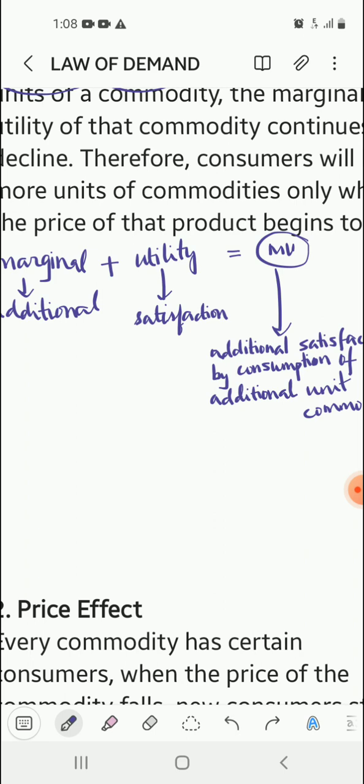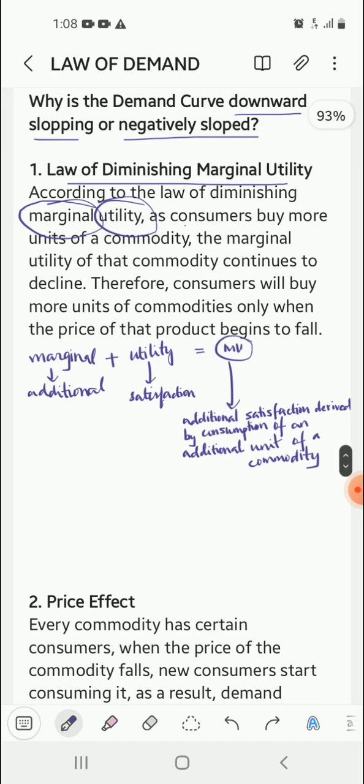Now, though utility or satisfaction cannot be put in a number, cannot be quantified, still in economics we quantify it in order to explain the different laws of demand or any law of economics. Now here the law of diminishing marginal utility states that the marginal utility of that commodity continues to decline if the consumer buys more units of a commodity.